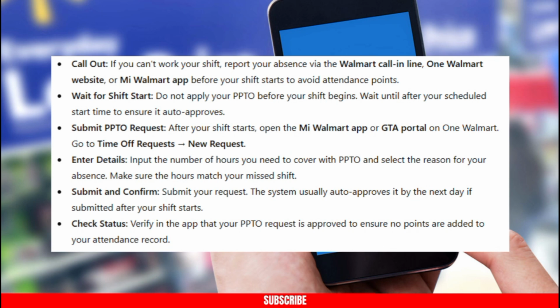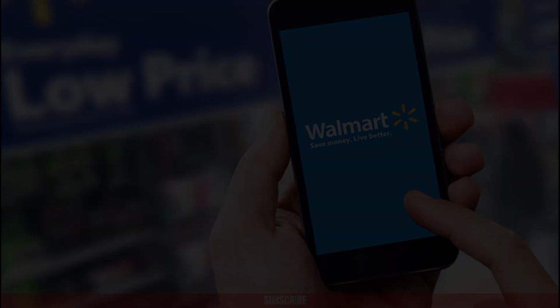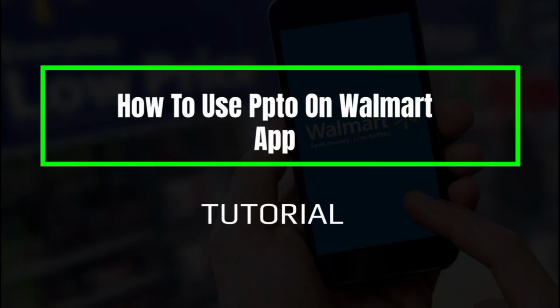The system usually auto-approves it by the next day if submitted after your shift starts. Verify in the application that your PPTO request is approved to ensure no points are added to your attendance record. And that's all. That's how you will be able to use PPTO on Walmart app.